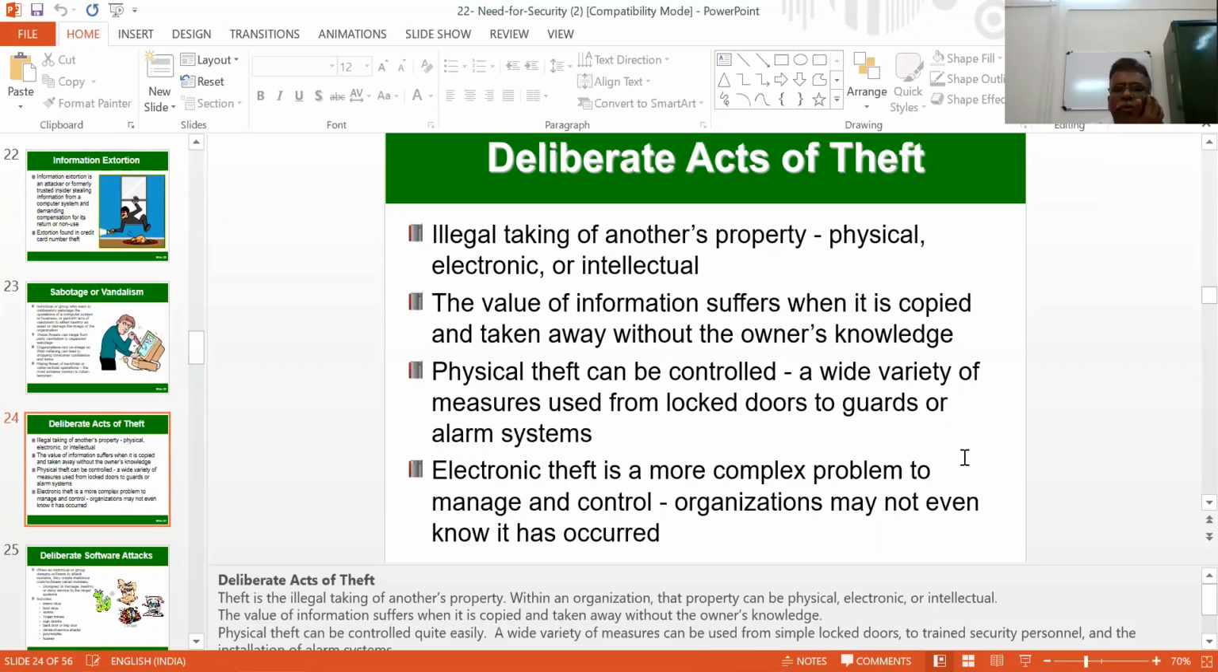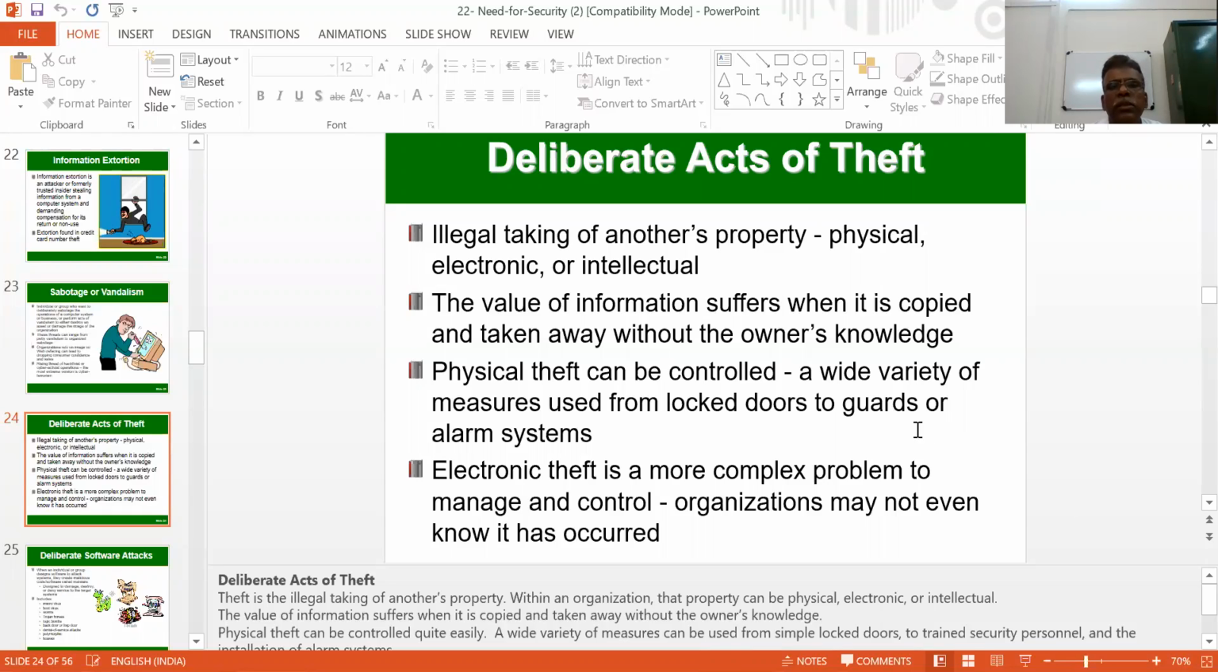A wide variety of measures are used, from locked doors, guards, to alarm systems. We can see that. We have various other types of physical security for information which are connected. Correct? We can find out. Even the manpower available can identify one to another.